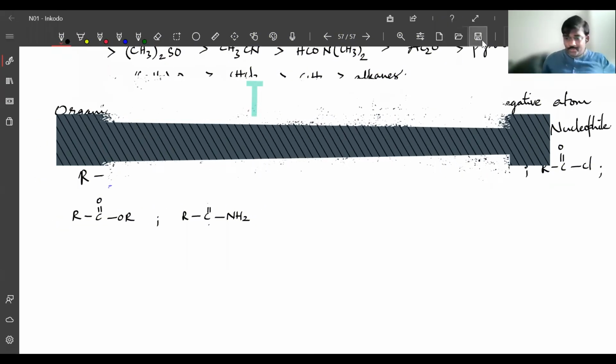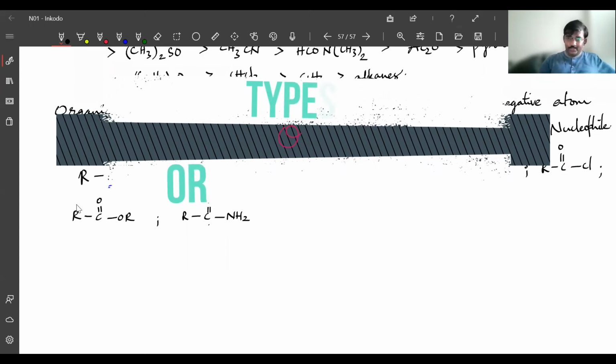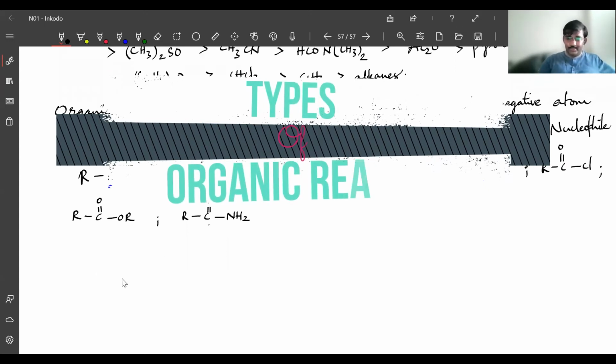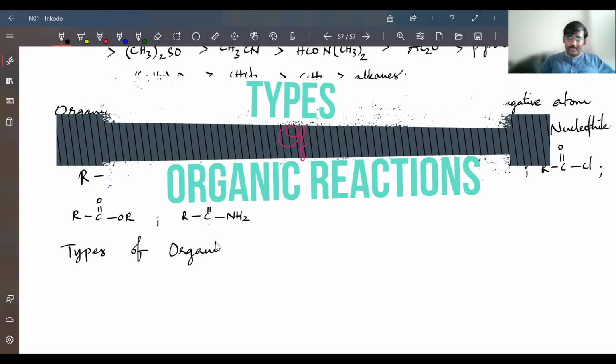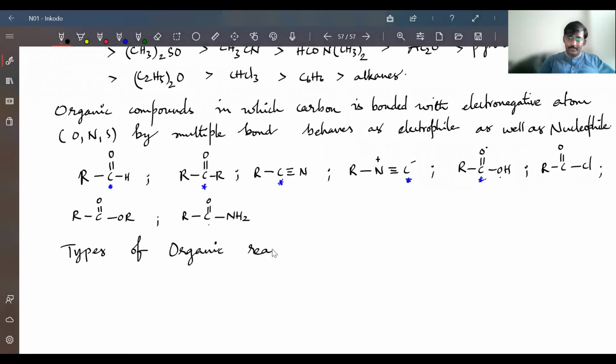Okay, so now coming to the types of organic reactions, there are four types of organic reactions we have. Among those four types, the first type is substitution reactions, or simply you can call them displacement reactions. That means we are replacing one of the elements or groups with another element or group. That kind of reaction is called a substitution reaction.